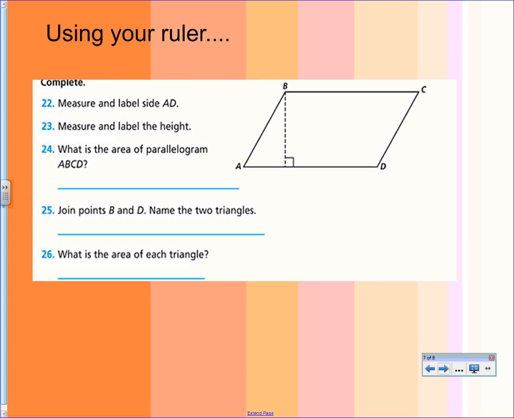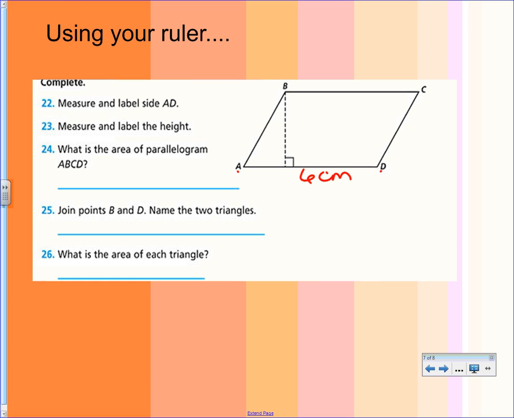Now if you would turn to page 72. We're just going to find a few other things here, and you may want to use your ruler for this. I'll do my best to draw mine straight. But if you had to figure out the areas of some different shapes with parallelograms and triangles, this is one way you could do it. So with your ruler, you're going to need to measure what the book says. So you're going to measure and label side A and D. So you're going to take your ruler and measure from A to D. And you should roughly get 6 centimeters.